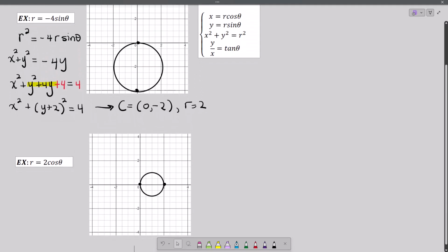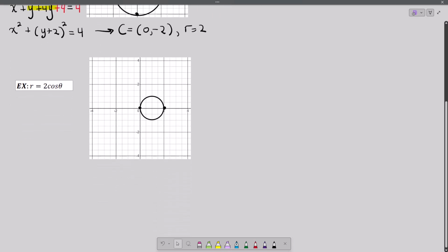The radius is always half of the number in front. So the one up here had a 4, and the radius is half of that. Radius is 2. So that'll always match.